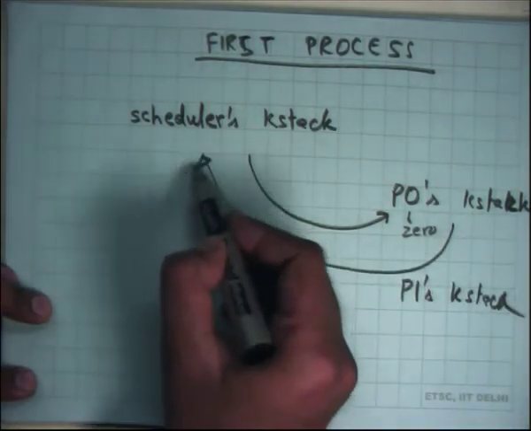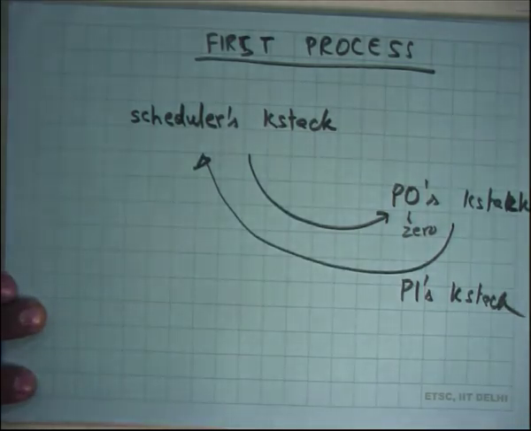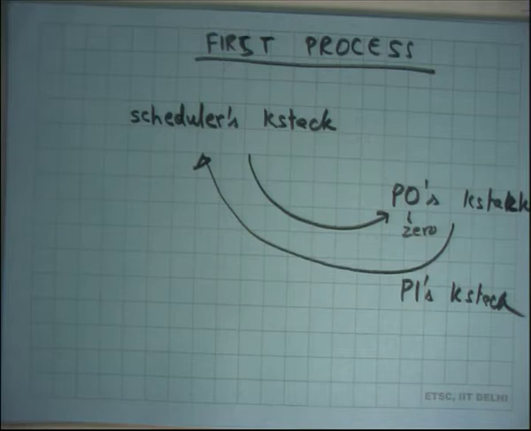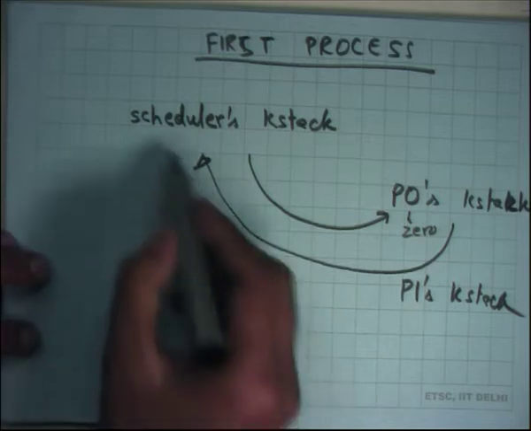The scheduler is going to run, right? This scheduler's K-stack is the K-stack that was running right in the beginning, right? The scheduler is going to run on its own K-stack, and it's going to pick up one process to run, and now it's going to switch to, let's say, P1's K-stack, and this process just continues forever, right?